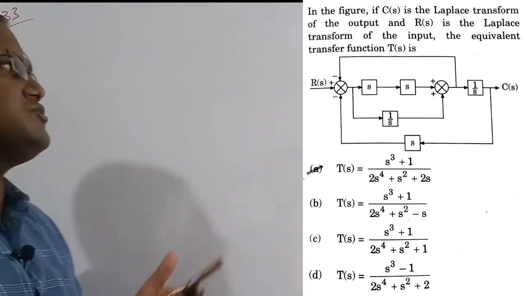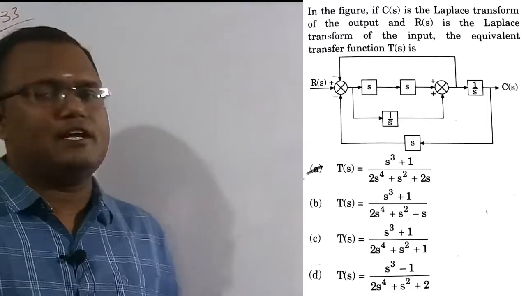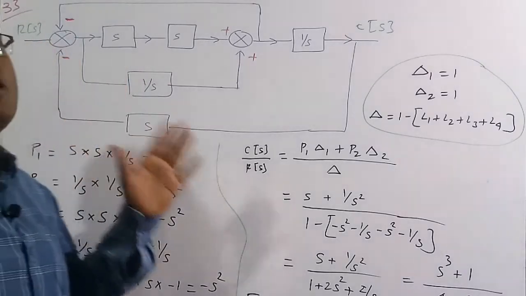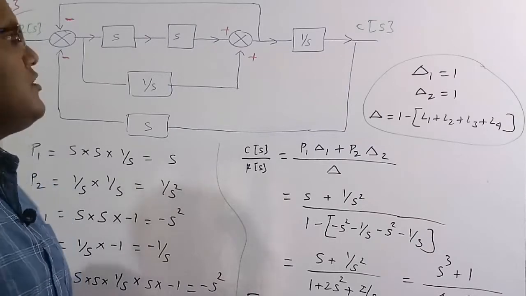So we are going to solve this question by using Mason's gain formula. Let's solve this numerical. This is the block diagram which is given in the question. We have to find the overall transfer function. By using Mason's gain formula, we are going to solve this numerical.